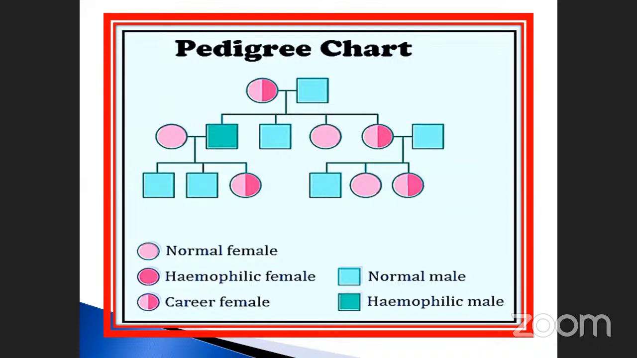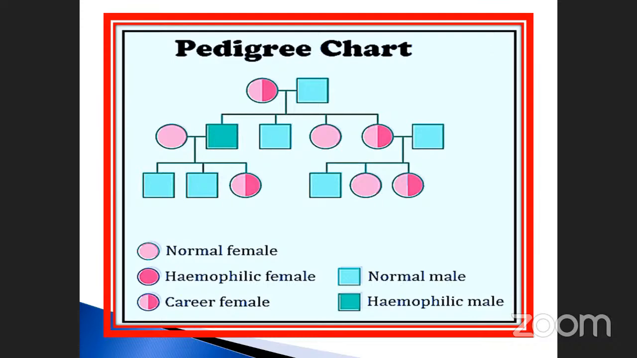So as a result, what happened? These are the possibilities. One is a normal female. Another one is a hemophilic male, this is the affected one. And a normal male is also possible. These are the three possibilities. Likewise here, a normal girl, and this one is called a carrier female. The last one is a normal male.